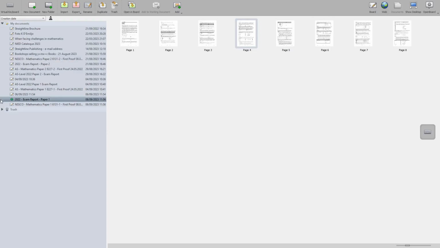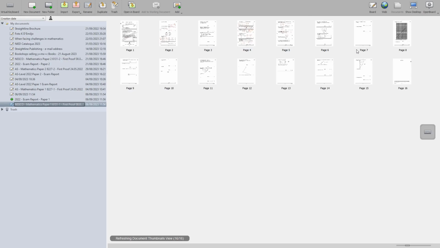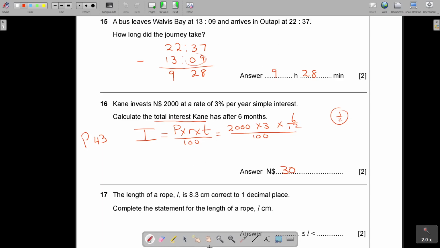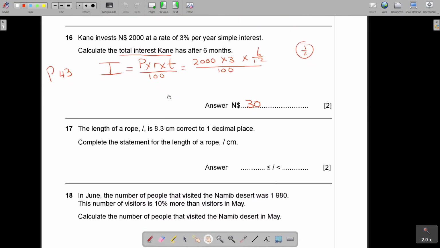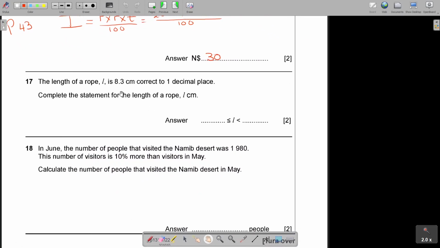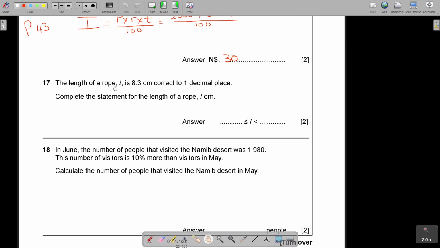Okay, let's just go back to the question paper. We still have 2, and then we're going to first stop this video and continue in the next one. Okay, so this one, the length of a rope is 8.3, correct to 1 decimal place. Okay, and this is limits of accuracy, and you will find this on page 25.